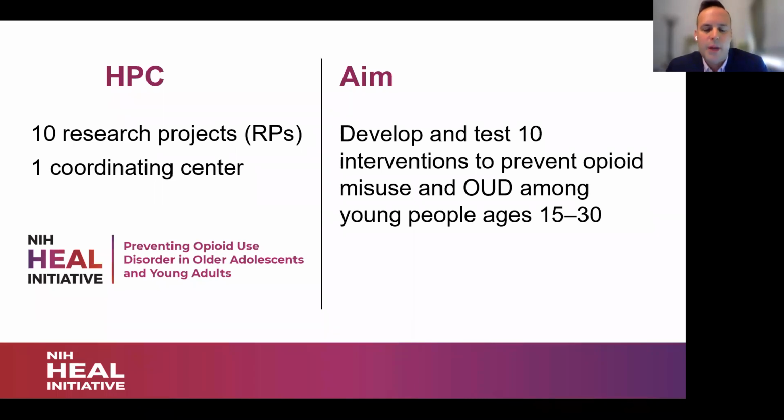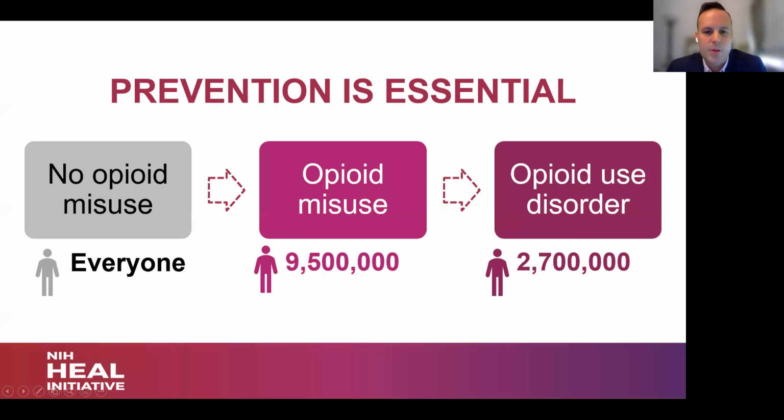So at a really basic level, all individuals, of course, start out not misusing opioids. Then at some point, some people do start misusing opioids. And then for some who misuse opioids, they go on to develop what is known as opioid use disorder. Effective prevention works by disrupting this progression and has the potential to save lives and reduce personal as well as societal costs. So the potential for impact is huge, as you might imagine.